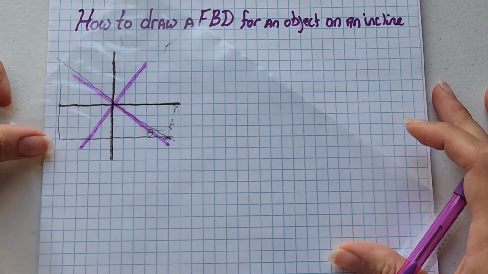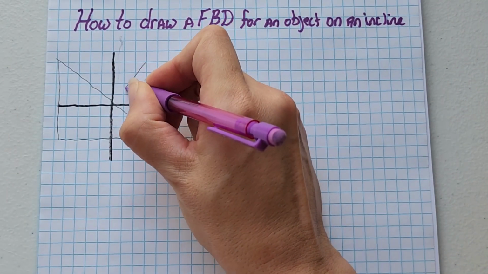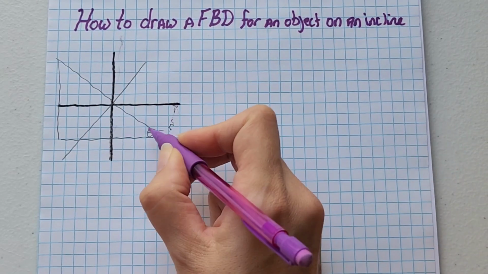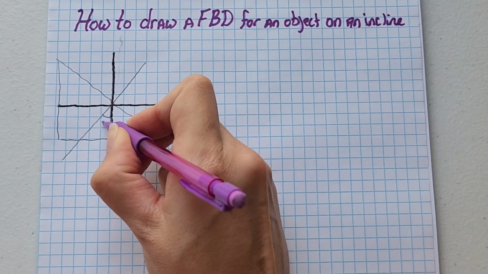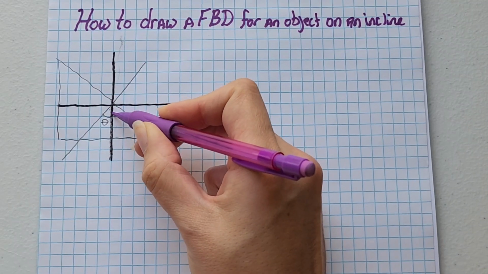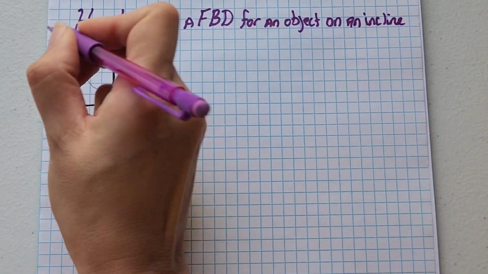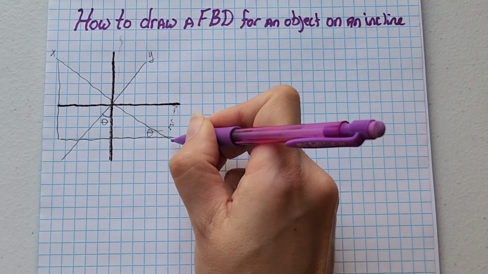And I'm going to draw a new y-axis along this line. So this angle here is also angle theta. So if this were 35 degrees, this would be 35 degrees. This is the new y-axis. This is the new x-axis.